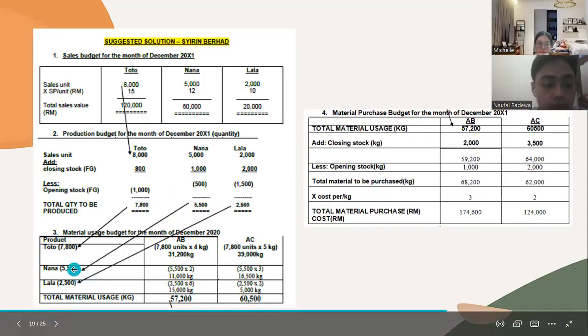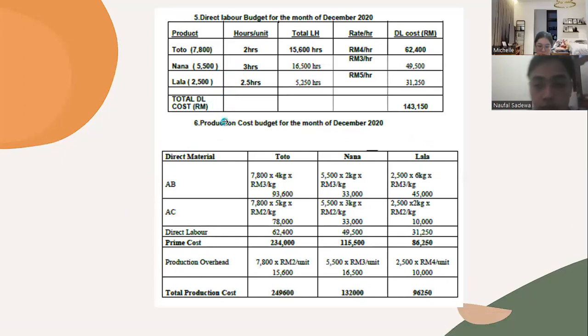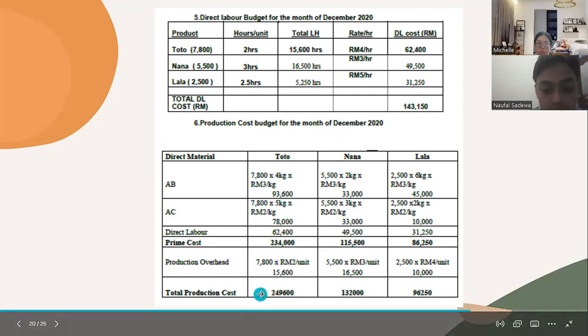here, Toto and Nana and Lala. And we count it, follow the information from the question, and we got all of this, the total cost is 143,150. And then we use this value, the total labor cost, we put in here in the next table to find a production cost budget for the month of December 2020. So this result we can get from the question, you can see there, and then you can calculate it, follow this instruction, until we find the total production cost.